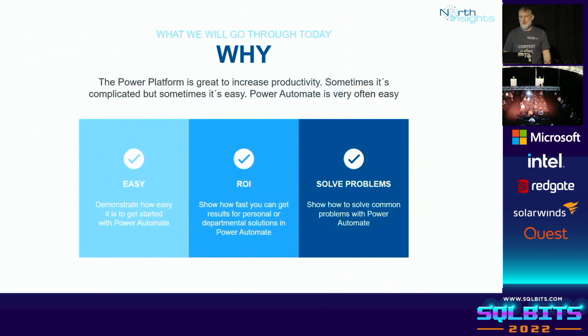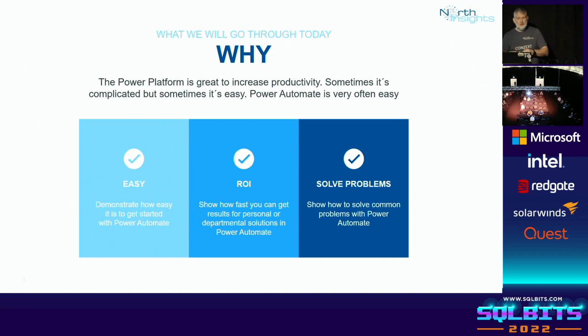So first, a little bit about why. Why am I doing a session on this? The reason is that when I discovered Power Automate, I realized that the whole Power Platform can increase productivity. It can help us to do our work faster. But when I learned Power Automate first, I realized there's a lot of potential there for individuals and small groups or even bigger organizations to get a lot of value very, very fast.